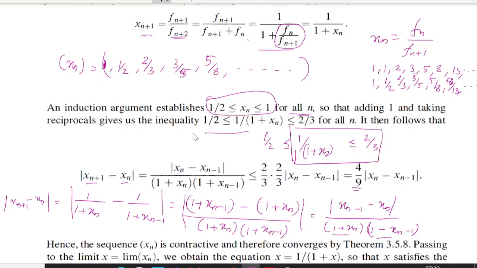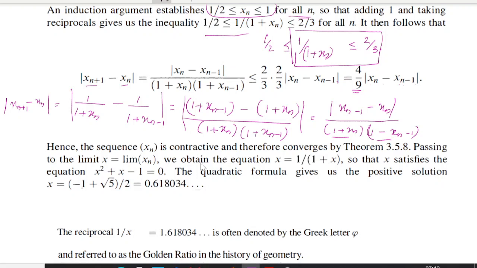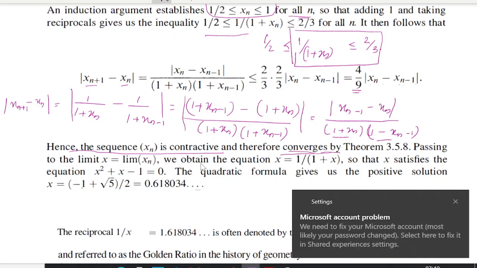Now take this value, will it lie between 0 and 1? Definitely, right? 4 by 9. So it will definitely lie between 0 and 1. Now the sequence, what you got, this is true for every n. So hence the sequence is a contractive sequence. And we can use the previous theorem to show that it converges, right? So therefore it will converge.